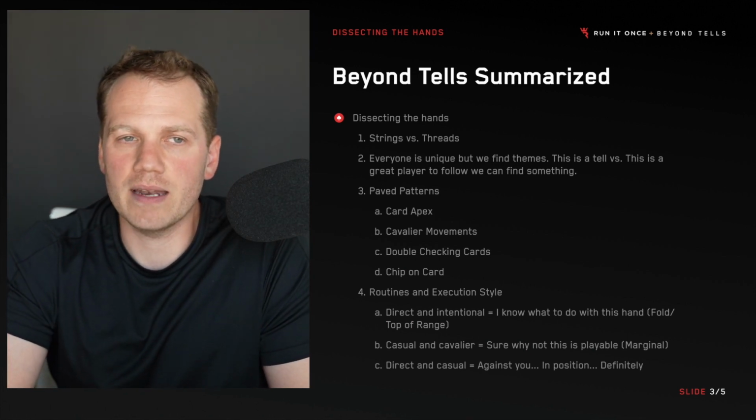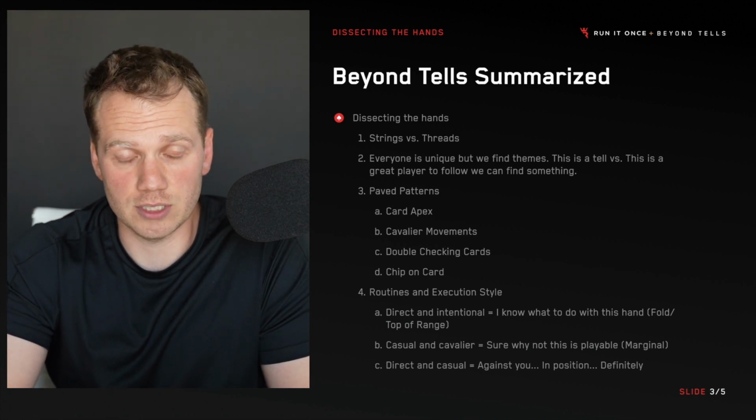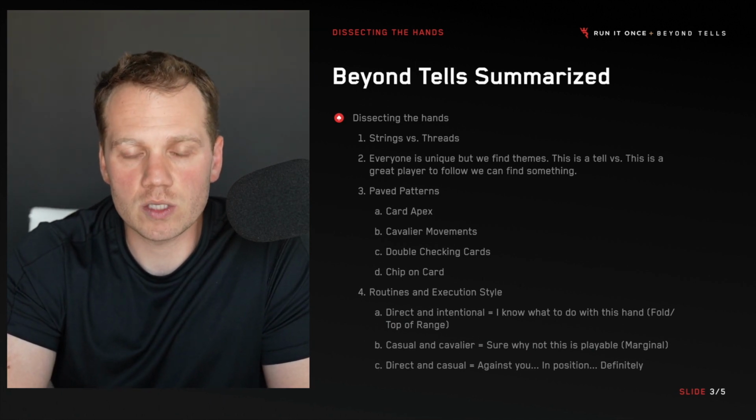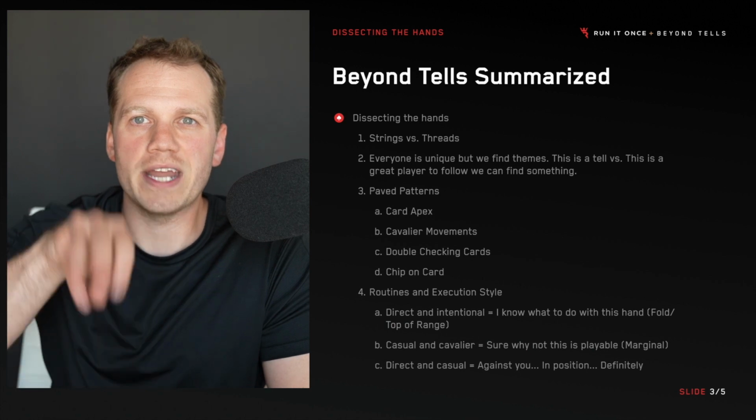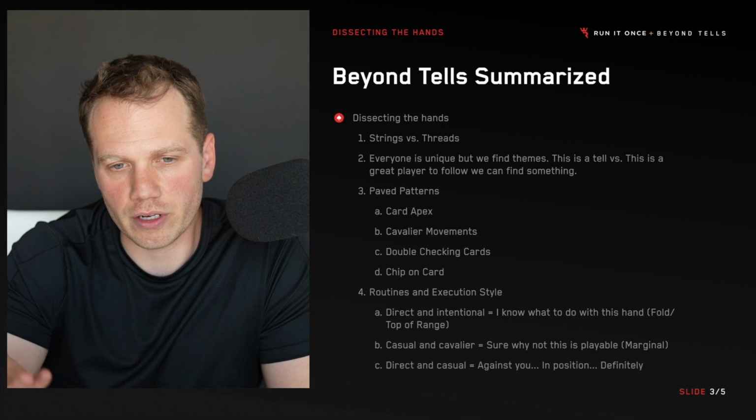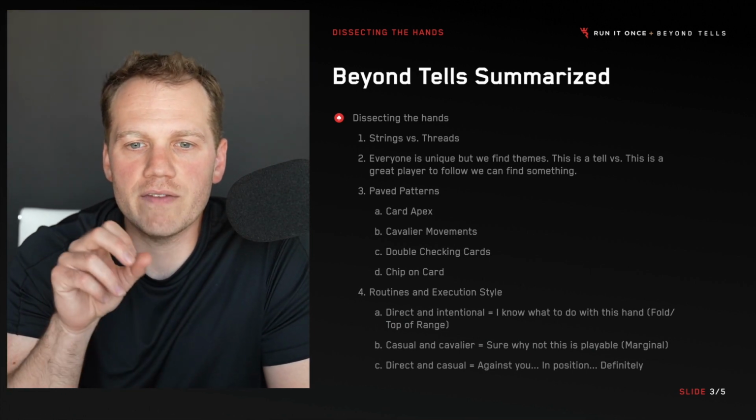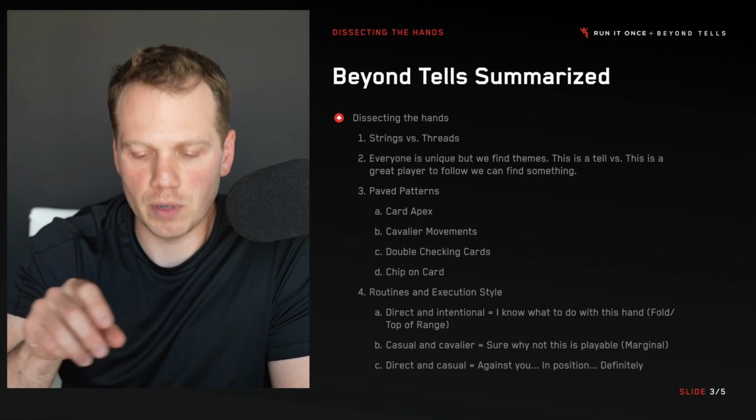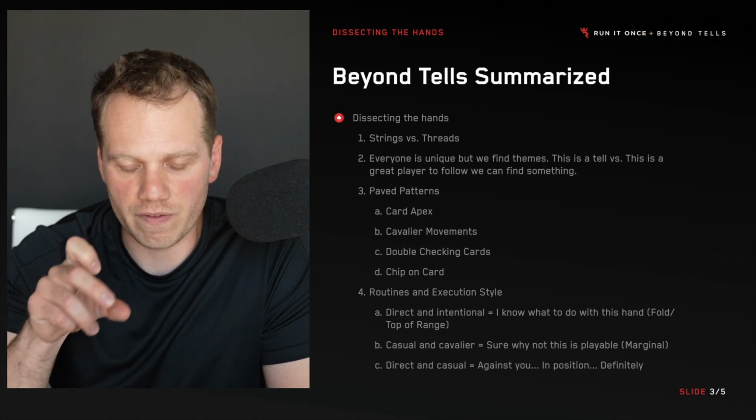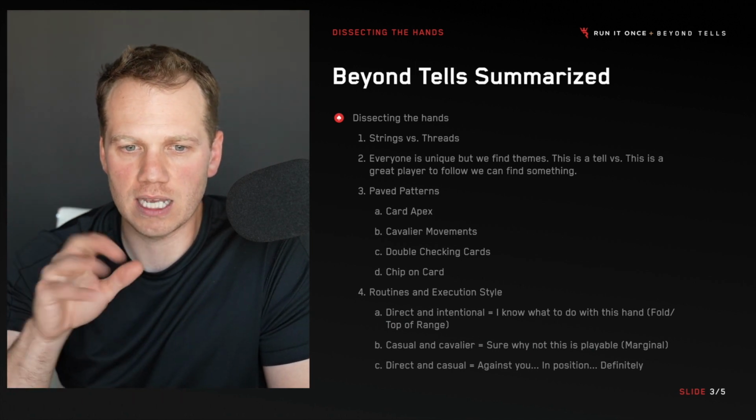So, for example, some of the paved patterns are things called the card apex. This is how long a player takes to check their cards, or how long they look at their hole cards. Cavalier movements, where they just bet and have a why-not gesture, like, yeah, I'll call you. Double checking players, when players double check their cards, when players put a chip on their cards. This is probably interesting. When a player puts a chip on their cards, I have never seen a player who puts a chip on their cards as a card protector and it not be a tell. And it's not the fact that they're putting a chip on their cards, it's how they do it and the order that they do it in. I'll show you an example of this in a little bit.